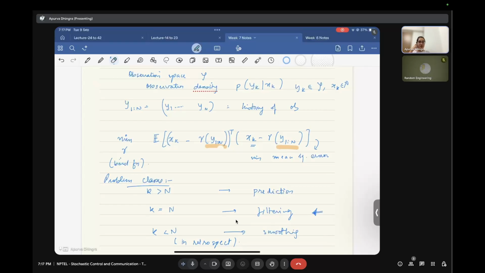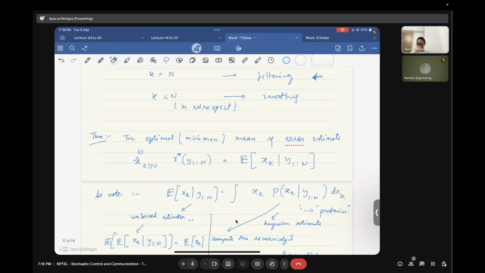Another situation is if you're trying to do a minimization where n is greater than k. So you're taking a point from the past and you're trying to find out what should have been the estimate of that past point based on whatever you've seen so far. So this is more like a retrospect thing, something in hindsight. This is called smoothing. Like I said, we are going to focus on filtering.